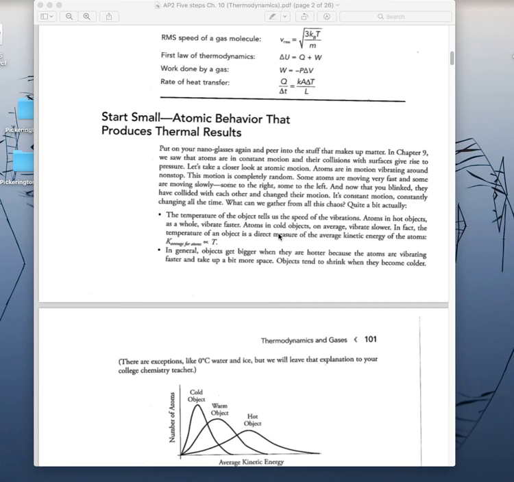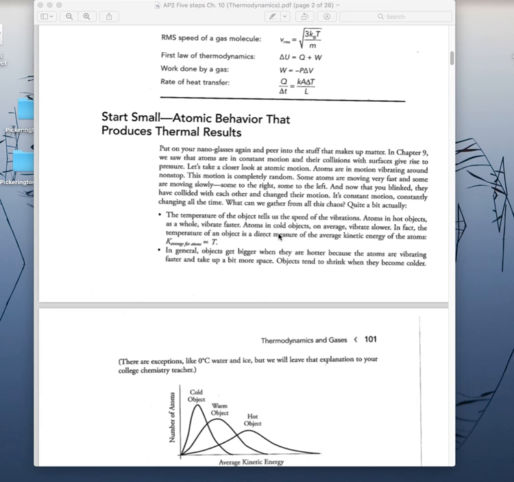For example, hydrogen gas moves much faster than oxygen gas or carbon dioxide or water molecules. They can all be at the same temperature. They all have the same kinetic energy, but they would not be moving at the same speed.